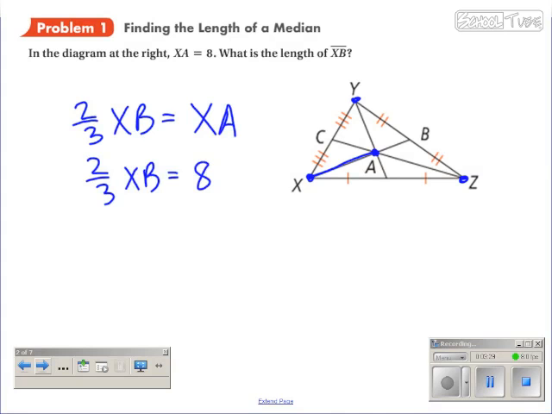And if I wanted to now solve for XB, I would simply multiply by the reciprocal, being 3/2. We can cross cancel, and we multiply the other side by 3/2. We can cross cancel, and this tells us that XB is actually 12 units in length.